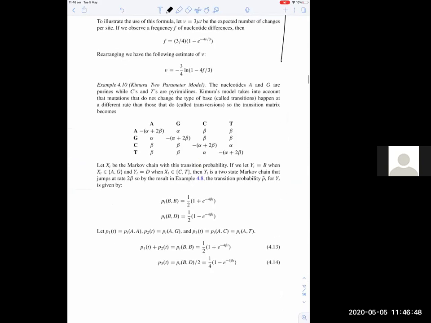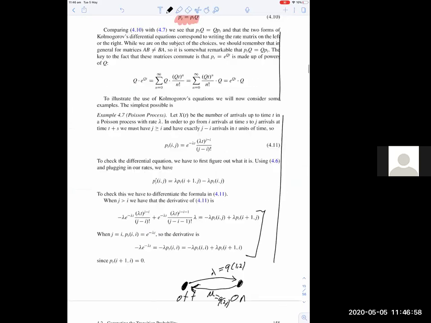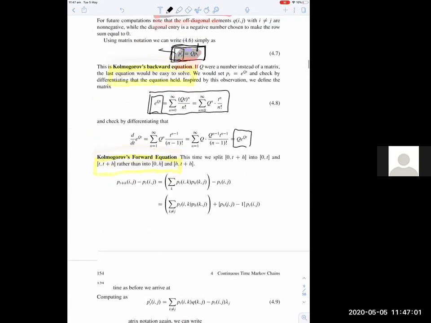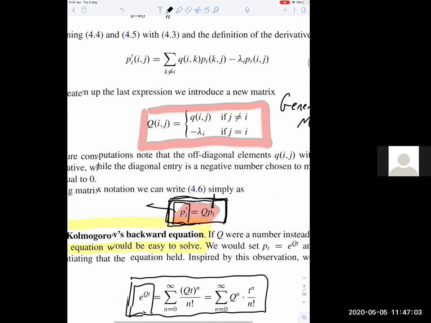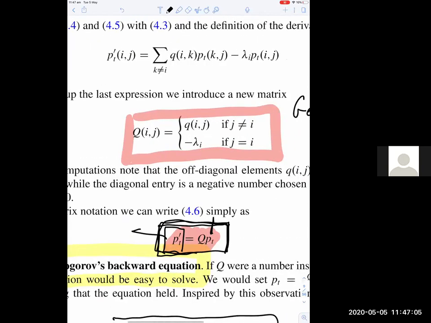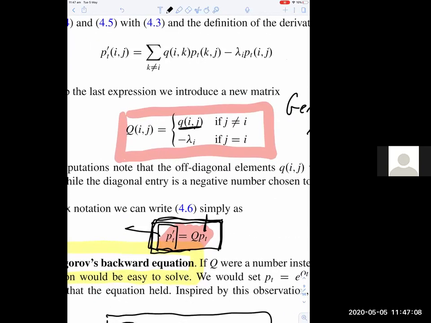Now, when you look at the generator matrix, here I'm looking at the generator matrix of a continuous time Markov chain. We spoke about those rates. Now you're going to have a matrix Qij where you put the rate of transition from i to j if j doesn't equal i, and then in the diagonal, where j equals i, the entry where i and j are the same, you put minus lambda i.